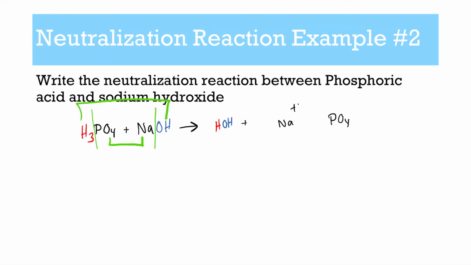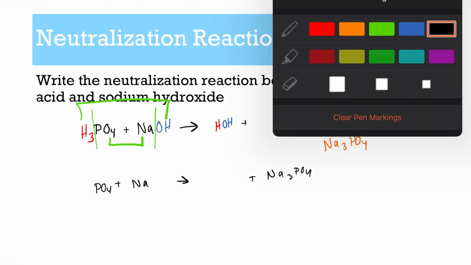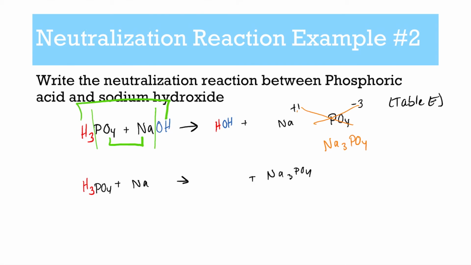We have to check the charges. So Na is in group 1 and has that +1 charge. PO4 has a -3 charge, and we know that because it's on table E, the table of polyatomic ions. So now that we have that, we can crisscross to get Na3PO4. And so now if we were to rewrite this, we have Na3PO4, add in the H, add in our OHs. That's a neutralization reaction. But again, it's not balanced.